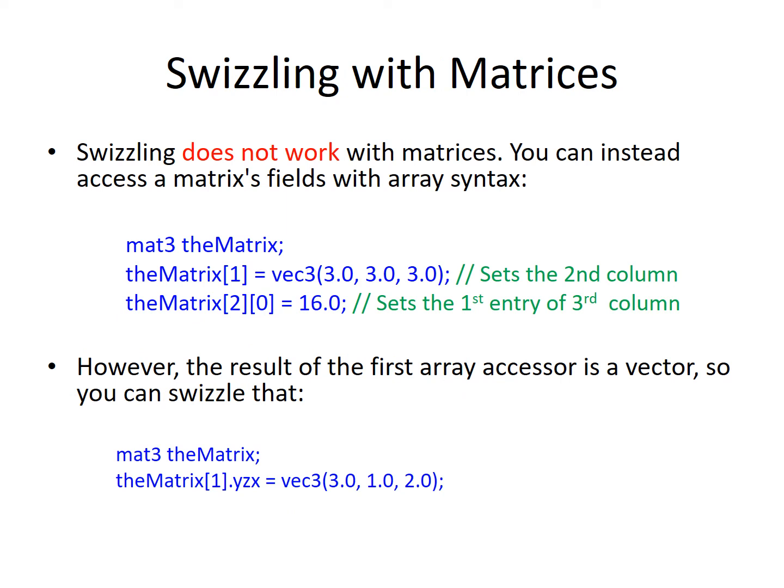Swizzling does not work with matrices. You can instead access a matrix's fields with array syntax. For example, matrix[1] will access the second column because indices start from 0. The matrix[2][0] sets the first entry of the third column. On the other hand, the result of the first array accessor is a vector, so you can swizzle that. For example, for mat3 matrix, matrix[1] is basically the second column, and you can swizzle that and arrange or assign its elements y, z, x in a different order, the values of 3, 1 and 2.